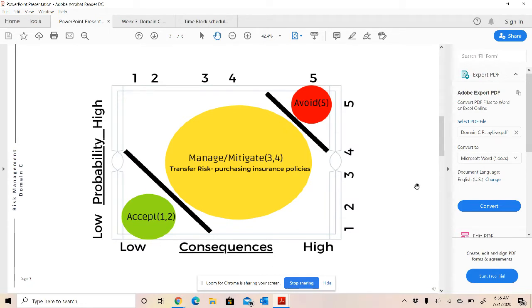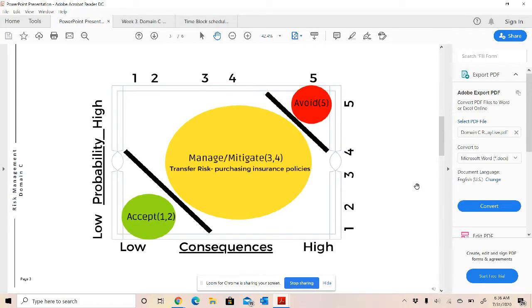So this is also in your book, talking about if something has a low probability and a low consequence, this is when you're going to accept the risk. So you give it a scale of 1 to 5, low to high numbers. So 1 is a low probability and low consequence, so you're going to accept the risk. Then 3 and 4, if that's the number you give it, this is where you're going to manage and mitigate, transfer the risk, talking about purchasing insurance policies and things like that.